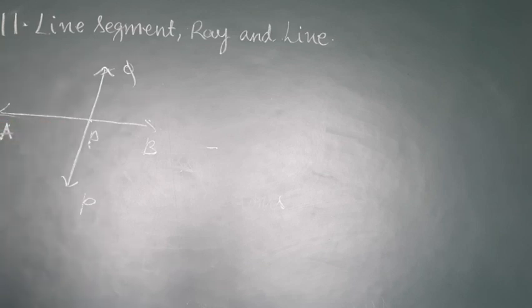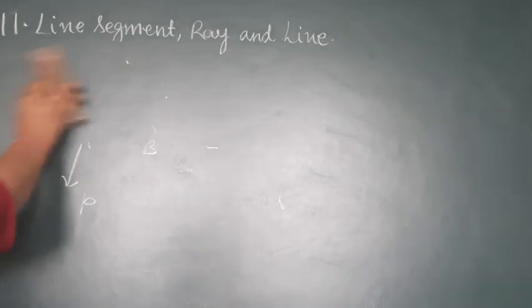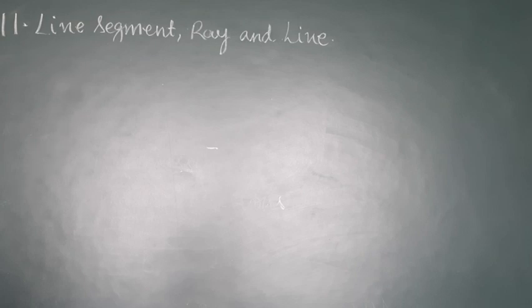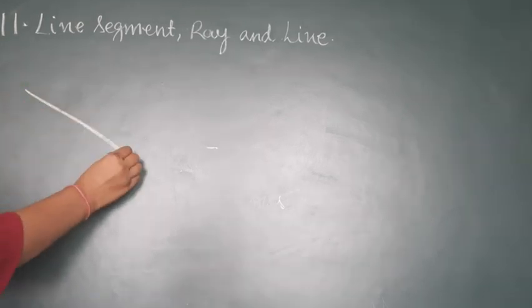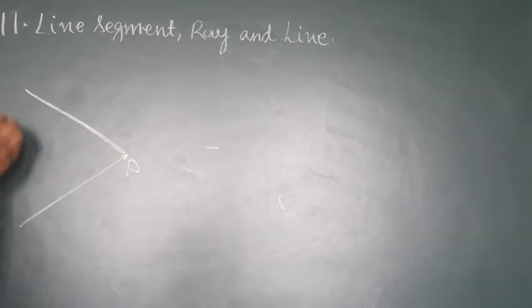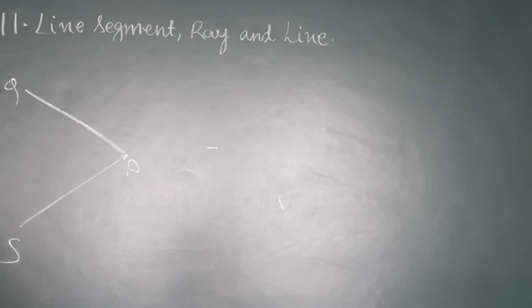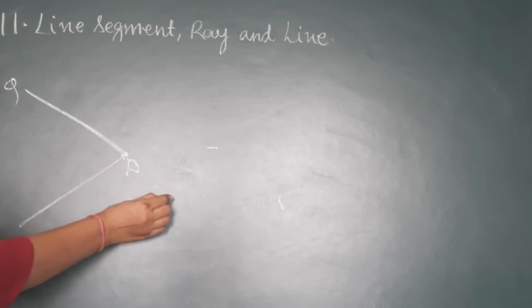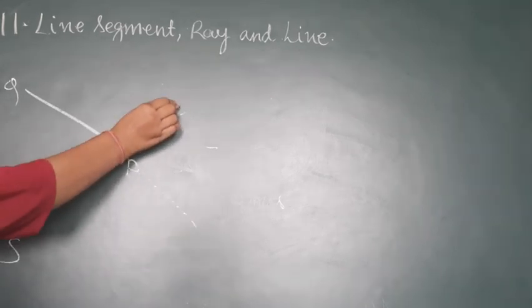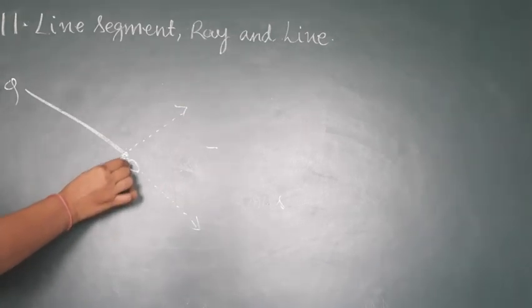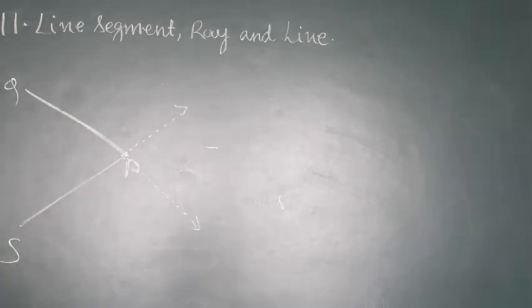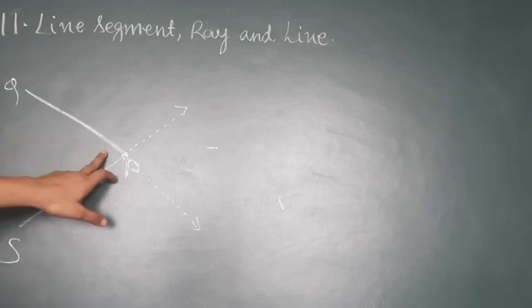If there is a point P common to two lines L and M, we can say that the two lines intersect at the point P, and this point P is called the point of intersection of the given lines. For example, I am drawing two lines. This is a line QP and this is a line SP. How can we identify whether they are intersecting or not? You have to extend the lines. Once you extend them, you can easily find the point of intersection of both lines. So these lines are intersecting at point P.